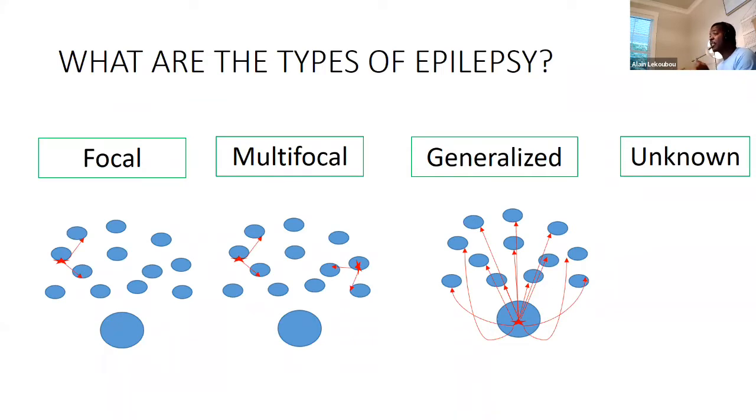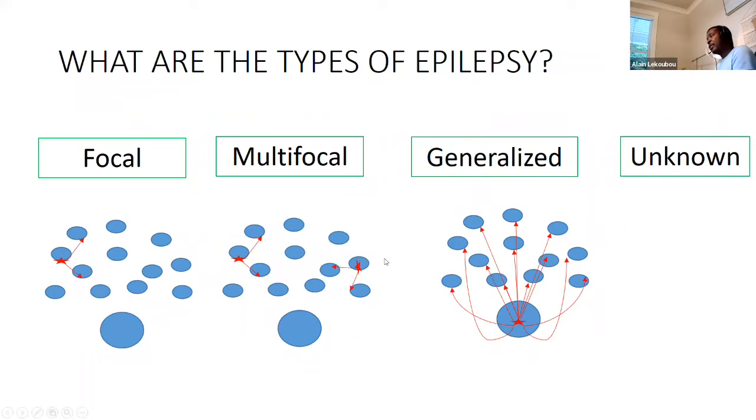If it starts at some point, let's say one cell here, and then may spread to just adjacent cells, this is the focal seizure. So one spot of your brain is affected, and then it stays there. At times, it can go to the whole brain, but it's a focal onset seizure, it's a focal epilepsy. As opposed to that, you can have a multifocal epilepsy. This is simply a type of focal epilepsy where you have more than one focus.